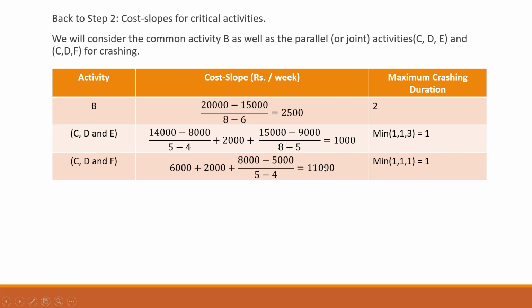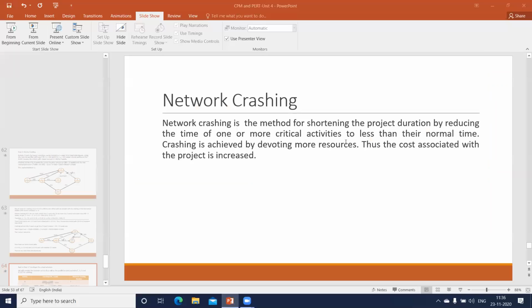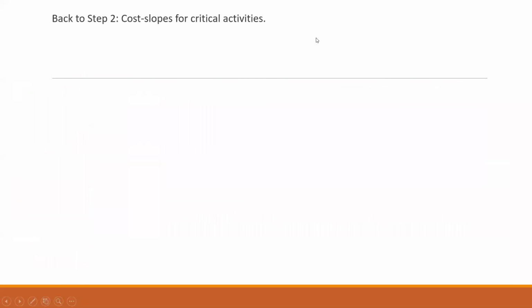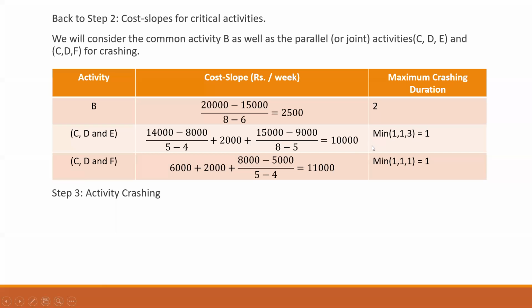And if you look at the cost involved, I think there is a mistake here. If this is 2000, this cannot be 1000. I think this is 10,000. Just 1 minute, guys. So this is 10,000, this is 11,000. We have 2,500 for activity B, which is the least. That means I need to crush this activity B first. And as it is the common activity for all, I can go ahead and crush B by 2 weeks directly.